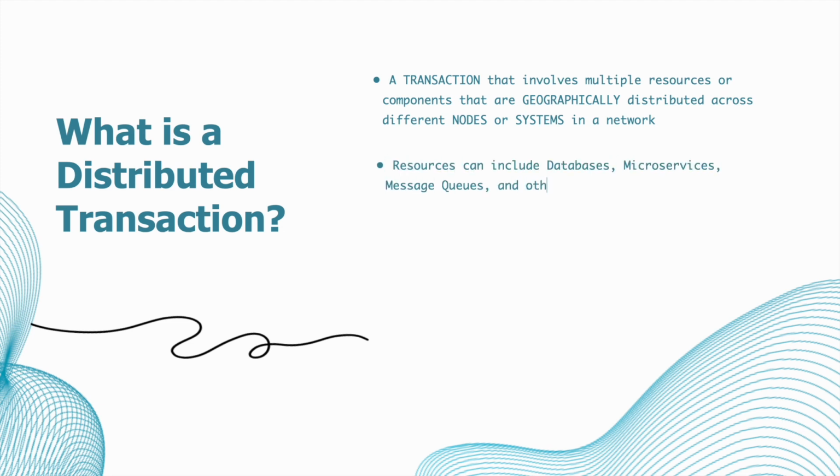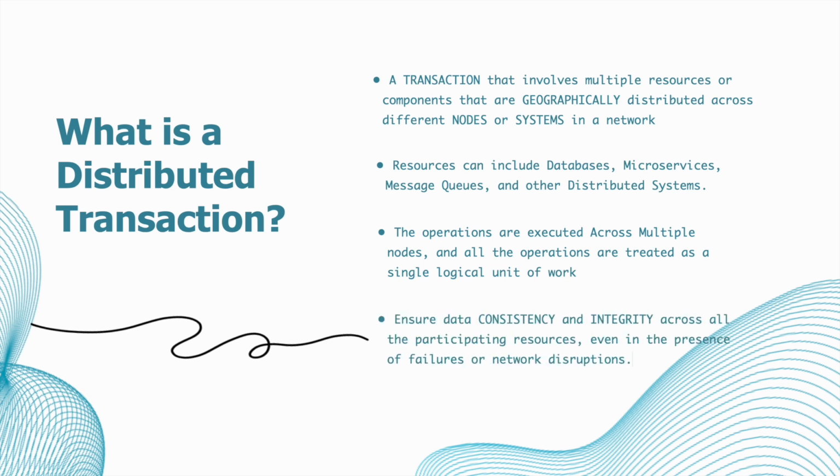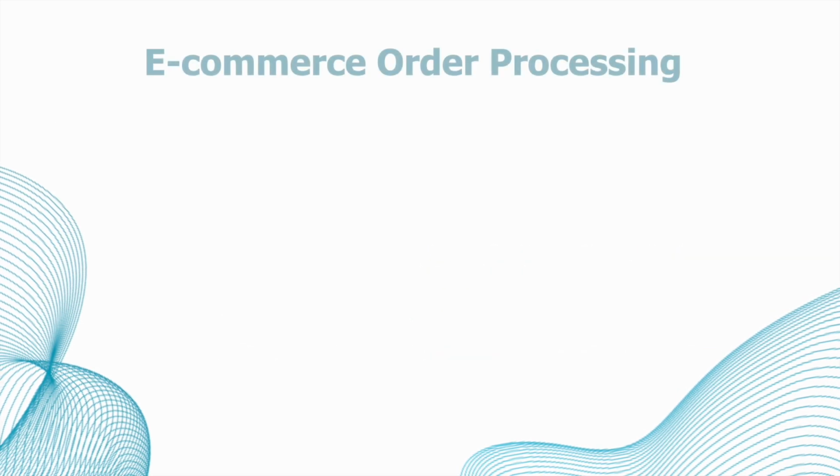Mainly, these resources can be databases, microservices, message queues, and other distributed systems. The operations are executed across multiple nodes, and all these operations are treated as a single logical unit of work. As with transactions, distributed transactions also ensure data consistency and integrity across all the participating resources, even in the presence of failures or network disruptions.